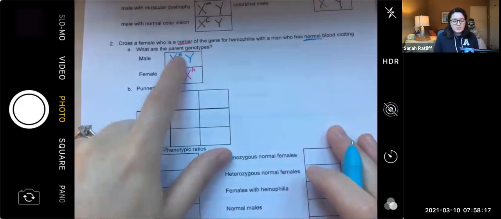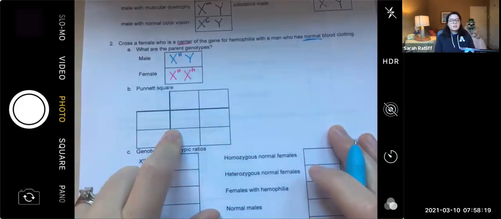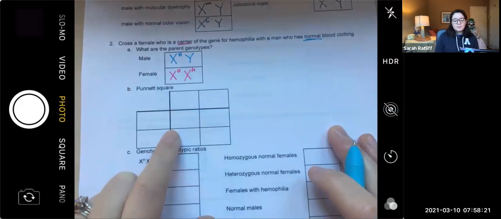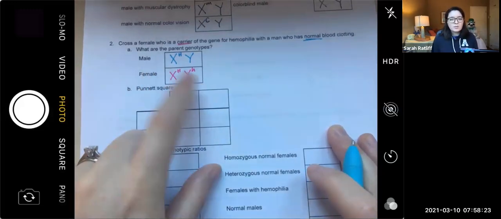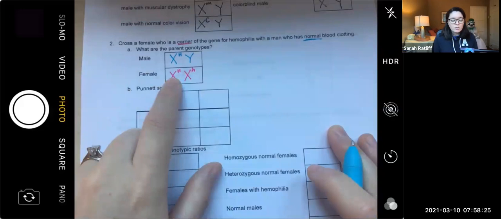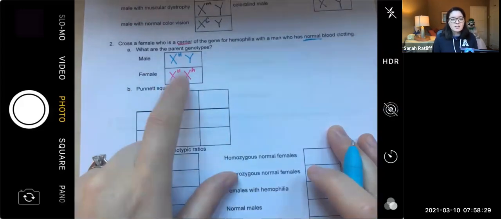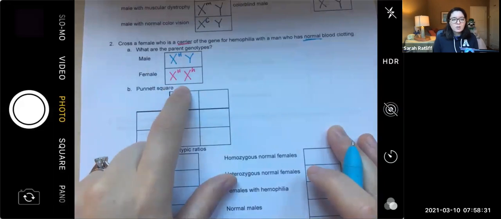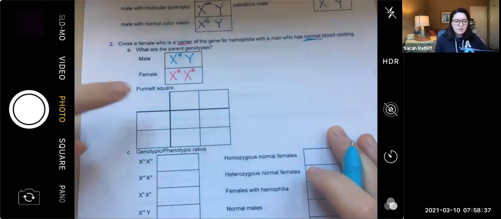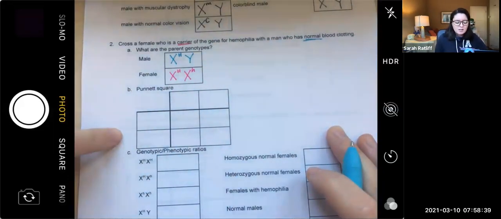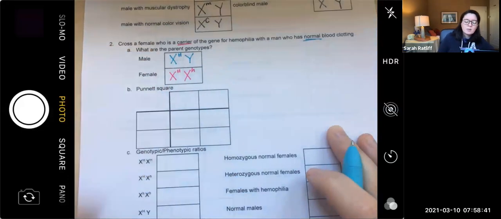We plug these in here. Things are going to get a little bit more confusing now. Each of these chromosomes has an allele attached. Normally, we just put the alleles in our Punnett square, but since these are sex-linked, we have to also bring our sex chromosomes into our Punnett square. So best practice tells us males go across the top, females go down the side. Let's get our male in our Punnett square here.